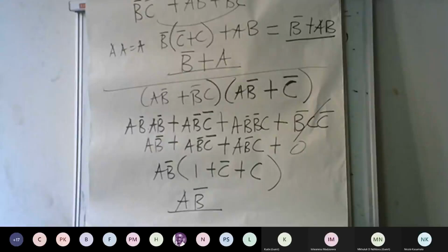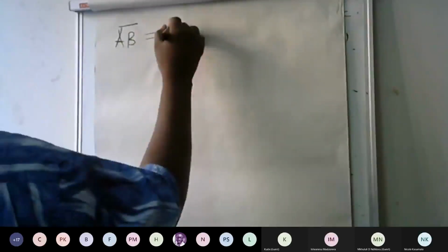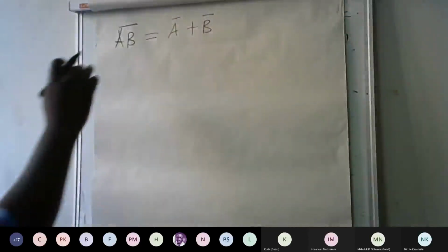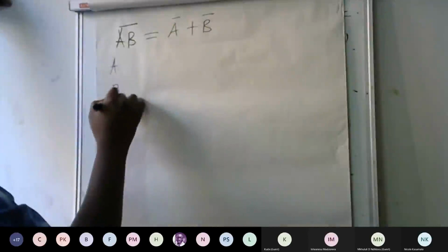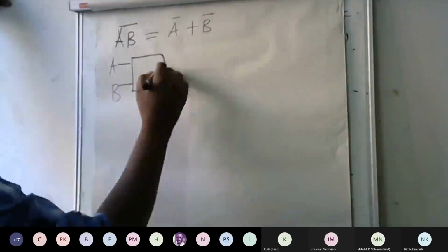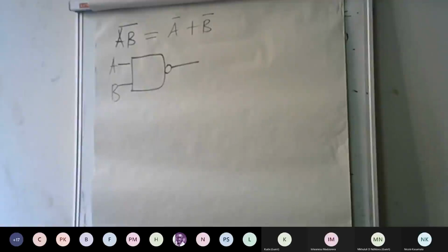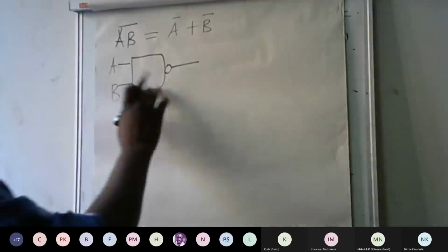So AB complement. We said by the De Morgan law, it's A complement plus B complement. So AB complement is an AND gate whose output has got a 0 to mean it's negated. This gate is equivalent to A and B, which are negated.